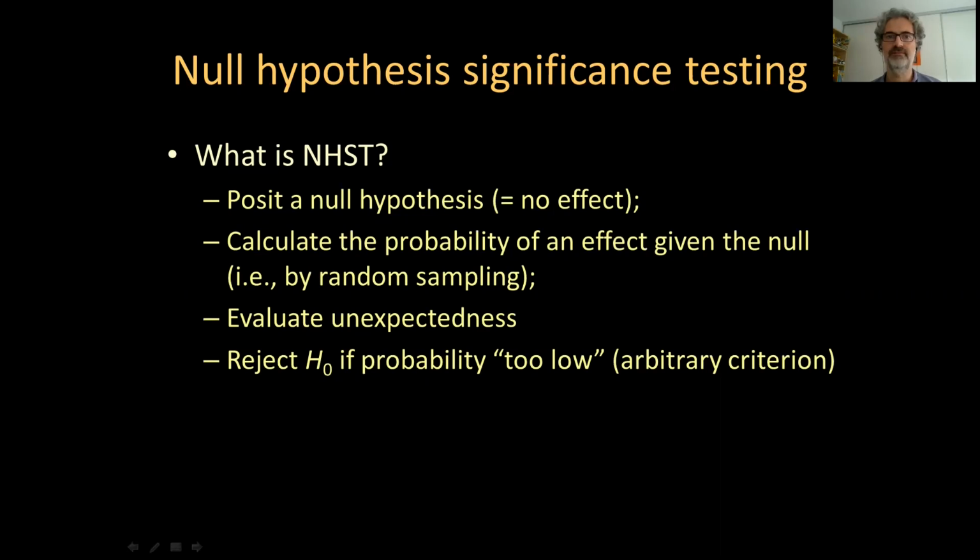For example, an effect may have occurred by random sampling. Then you evaluate the unexpectedness of that kind of effect from the null hypothesis. And if the probability of such an effect is too low by some arbitrary criterion, then you reject the null hypothesis, thereby concluding that your variables are in fact related, that there is an effect.